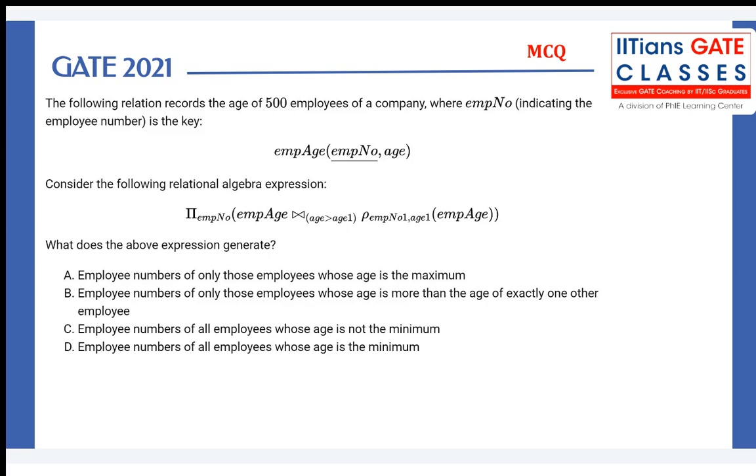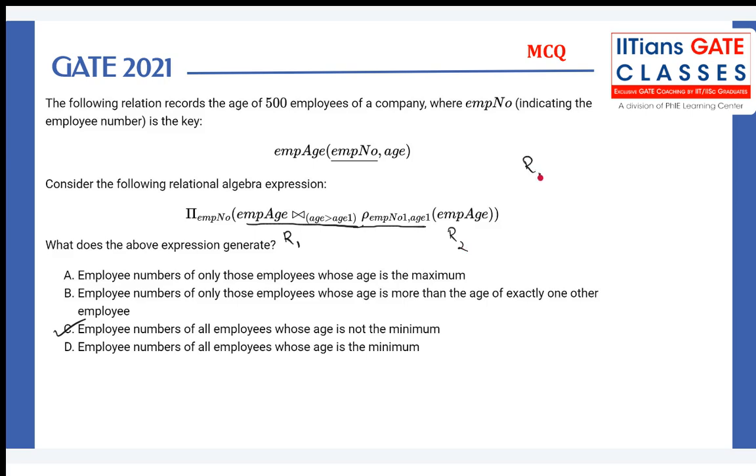Correct answer to this question is option C. Okay. Anyone who could answer? Okay, good. So the thing is, this is nothing but rho. The rho is simple. They are just trying to rename this relation. So let's say this relation is R1 and this other relation is R2. So they are doing a self join. In SQL terms, it's called self join.